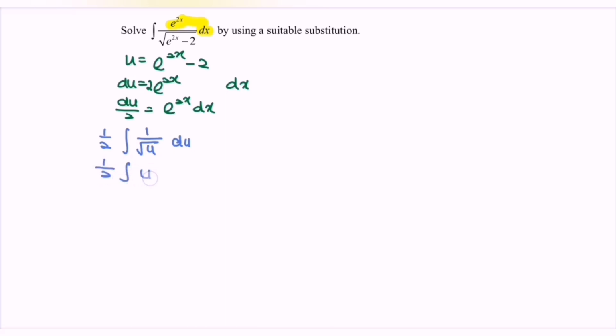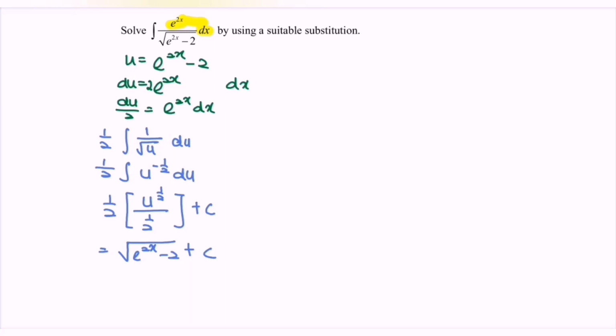So integrate u to the power negative 1/2 du. By the direct method, integrate: u to the power 1/2 over 1/2, so here we have 1 over 1/2, plus c. Let's simplify, and we will have square root of u, where u is e^(2x) minus 2, plus c. So here we have the solution for this question.